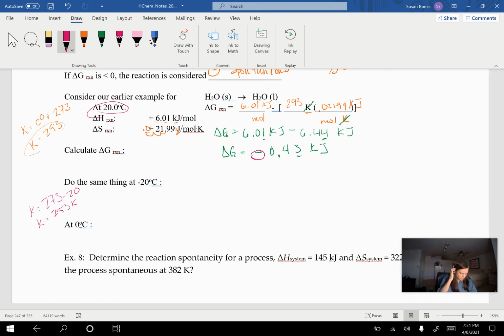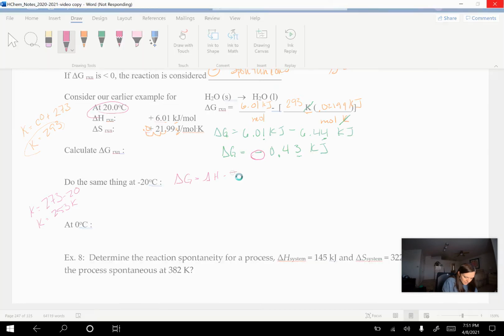Okay, so we're going to plug this in once again. Delta G is equal to delta H minus T delta S. Okay, so when we plug this in, we're going to have 601 kilojoules for our delta H, 253 for our T, and 0.02199 for our delta S. Remember, our delta S and our delta H both need to be in kilojoules when we do this.